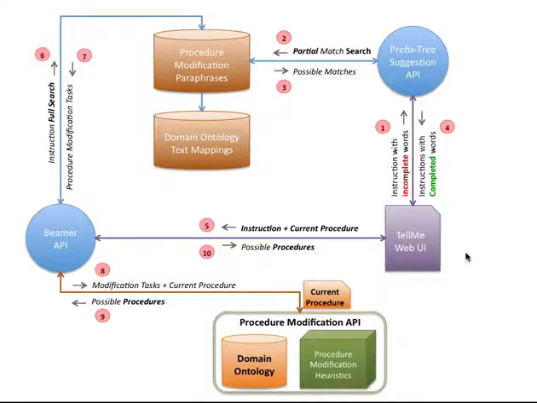First, as the user is typing in the TellMe web UI, the Suggestion API returns possible instructions with completed words based on a multi-layered prefix tree of the procedure modification paraphrases, along with the domain ontology text mappings. Then, when the user finishes the instruction and presses the Enter key, the Beamer API tries to generate procedure modification instructions. I shall explain how this happens in detail.